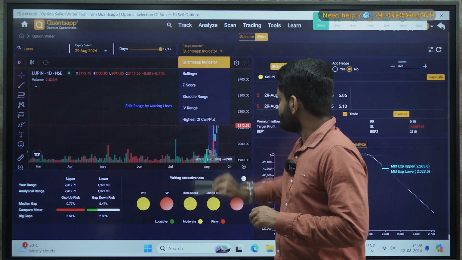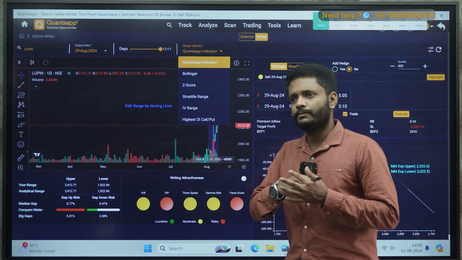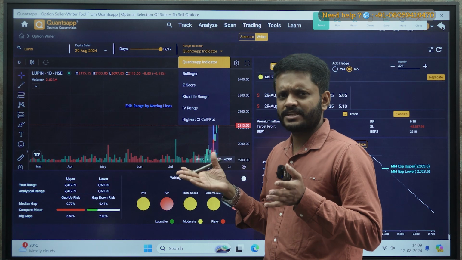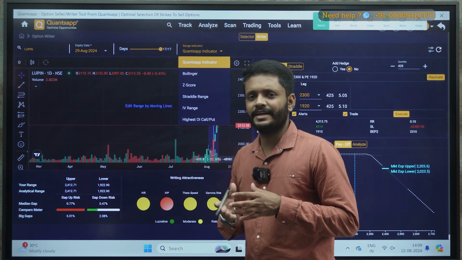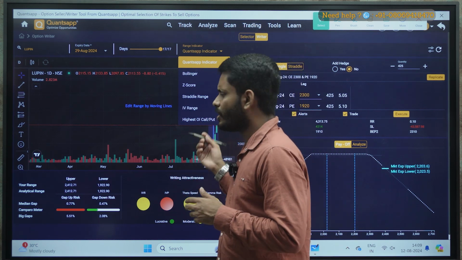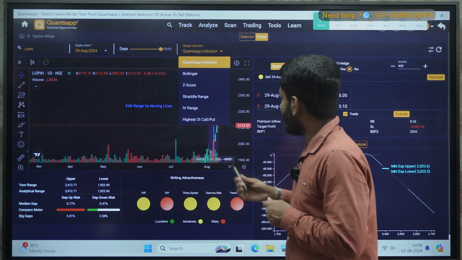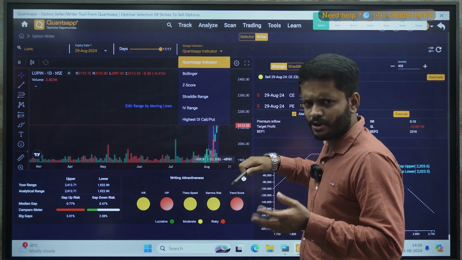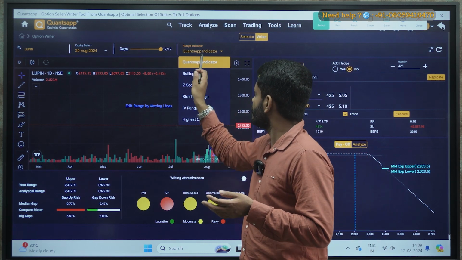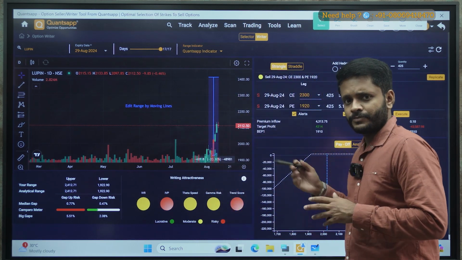Now here, there is a range indicator. There are n number of options, like Bollinger. Usually based on the Bollinger band's range, it will suggest you a range. Now what is Z-score? Z-score is derived out of standard deviation, like how far the stock deviates from its mean. Based on Z-score, it will give you a range, and then a straddle range, and IV range. You can select any of these ranges, but usually I would suggest you stick with the default Quantsapp indicator. This is tried and tested, so it's better if you stick with the default mode.